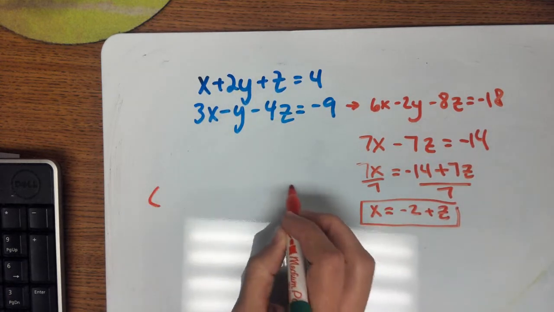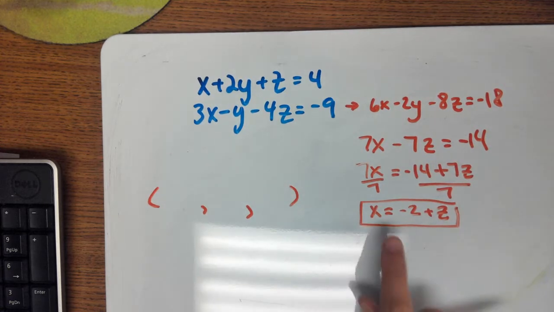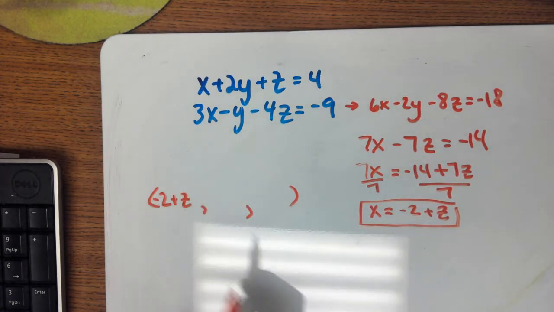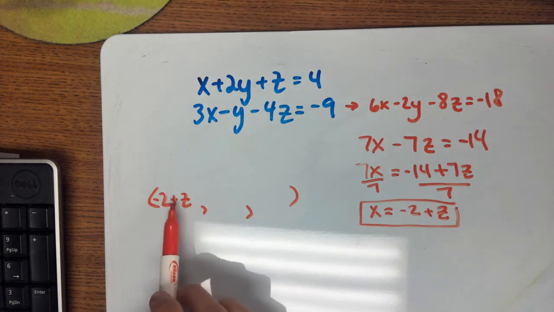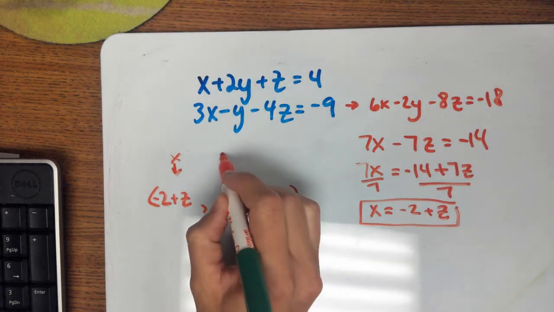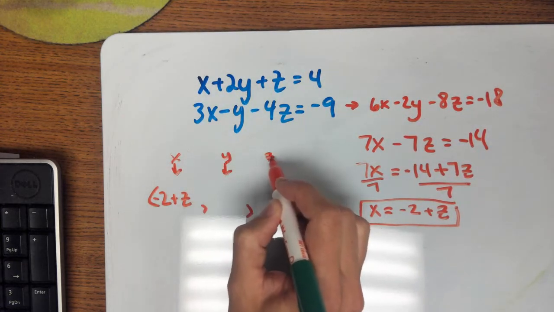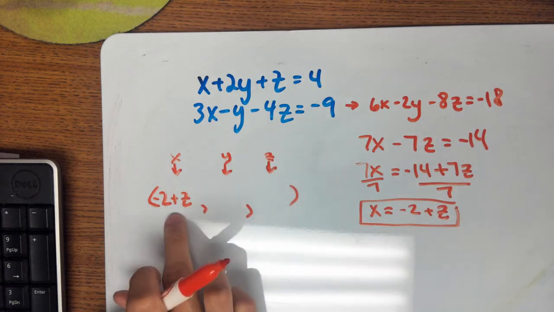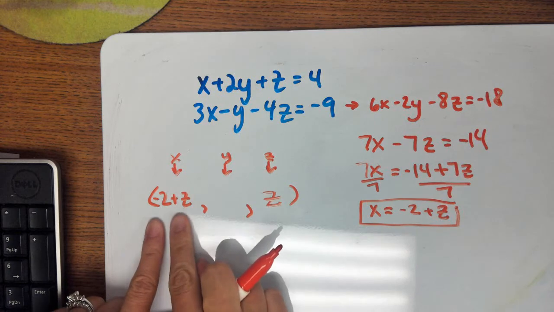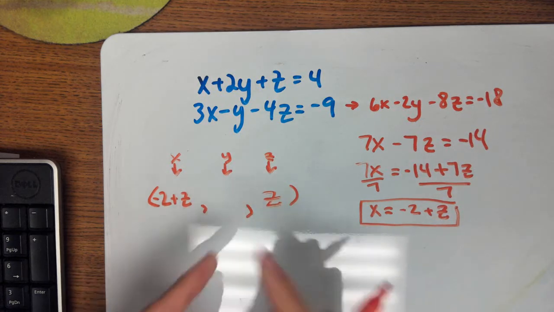I usually set up a blank ordered triple. I know that x is equal to negative 2 plus z. Now, whatever variable you have in here, you can only have one variable. That's the variable that's going to stay itself. So this is my x spot, y spot, z spot, and since z is the variable in my x, I'm going to go ahead and put z for z.